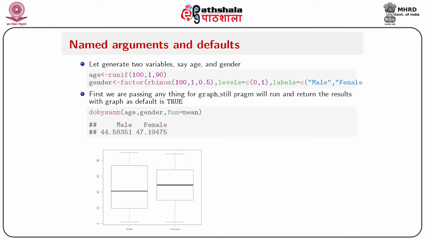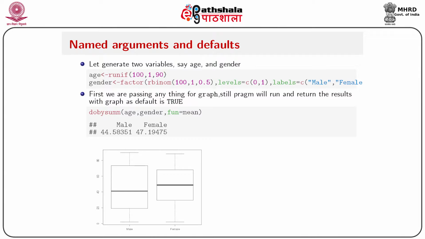So here is the example that I am using. Let's generate two variables, say age and gender. Age and gender have been generated here, and then at first we are not passing anything for graph. It will still return the results with the graph, as the default is TRUE. As the default is TRUE, even if you don't say anything, the graph will automatically be generated. If you don't want the graph, you can write graph equals FALSE.